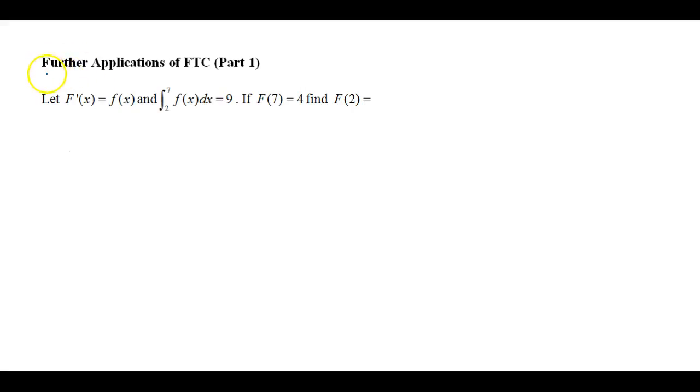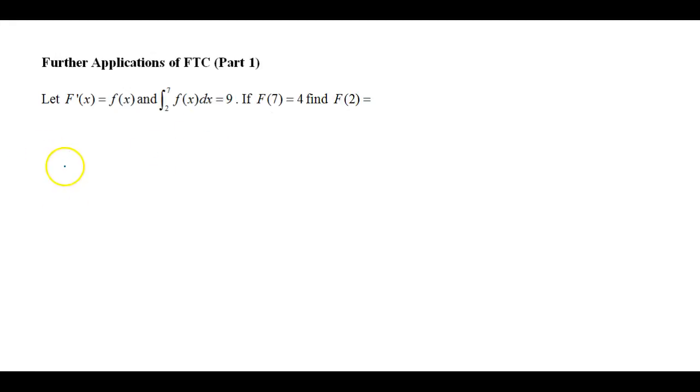In the past few examples, we've been using the Fundamental Theorem of Calculus in a very straightforward way. Now we're going to look at a further application of using the Fundamental Theorem of Calculus Part 1. We're given the fact that big F prime of x equals little f of x, and we're given the fact that the integral from 2 to 7 of f of x equals 9. Now, if big F of 7 equals 4, find big F of 2.